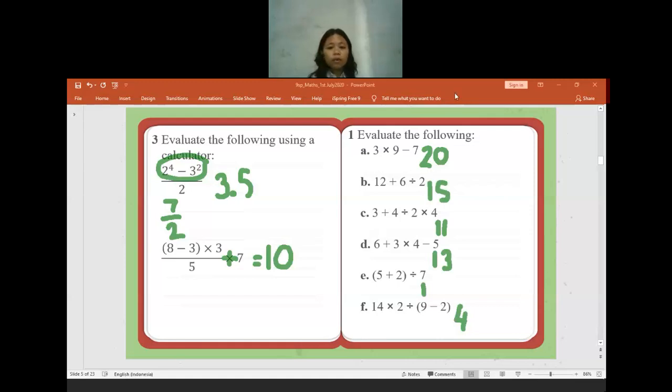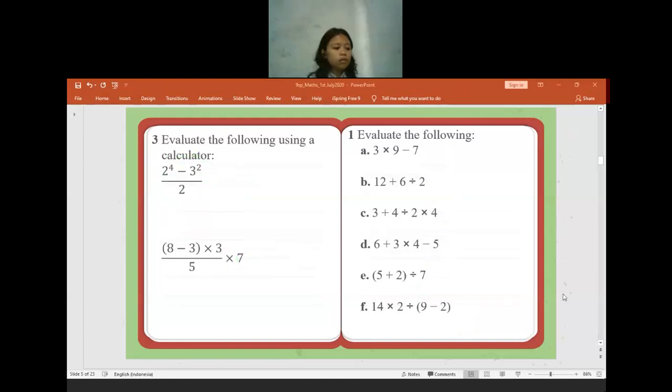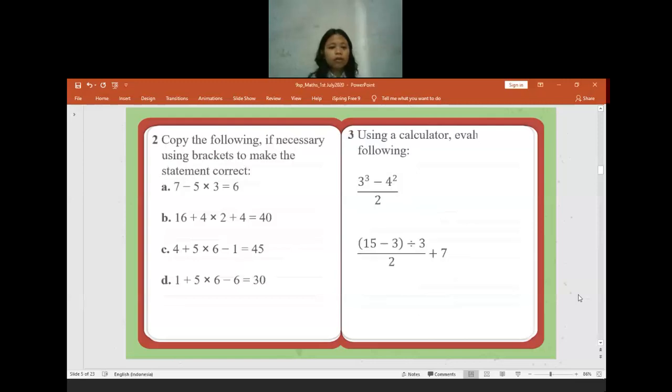If no one has difficulties, I'll move to question 2 of student assessment 3. Copy the following, and then we have to put brackets again. Anyone want to help me? Where do I have to put brackets? 7 minus 5. Okay. And what about question B? Where do I have to put the bracket? 2 plus 4. Okay.